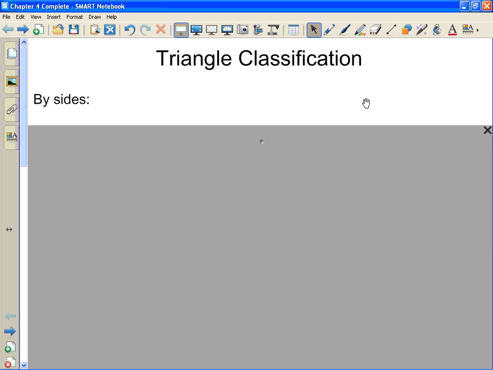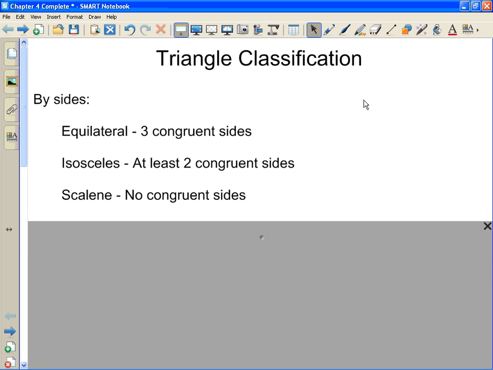So if we're looking at sides, there are three ways to classify triangles by sides. There's equilateral. If you have three congruent sides, then you have an equilateral triangle. Isosceles means you have at least two congruent sides. So the word at least here means that equilateral triangles are also isosceles. So if we get some properties for isosceles triangles, those will also apply to equilateral triangles, because every equilateral triangle is also isosceles. The last is scalene. Scalene is you have no congruent sides.